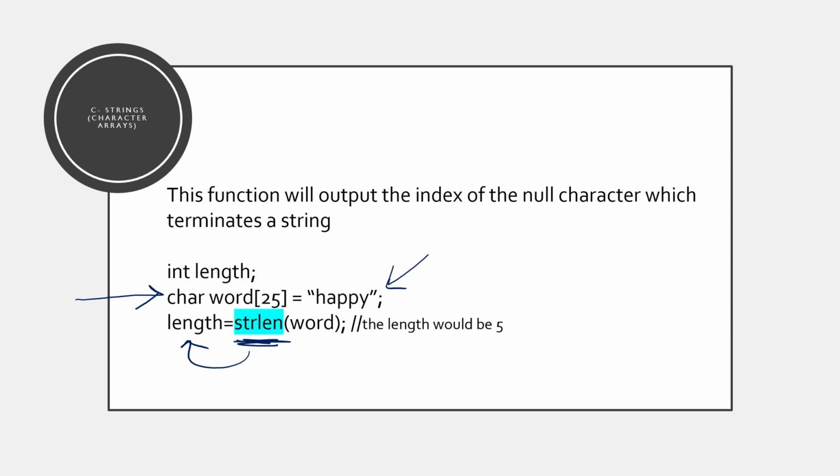You can use an integer. It should be an unsigned integer, but it still works. You didn't used to have to use a special type for this. If you see it out there on the internet, you can just use integer for this. And it's going to return the length, which is 5, meaning there's 5 letters in the word, and it returns the location of the null character.